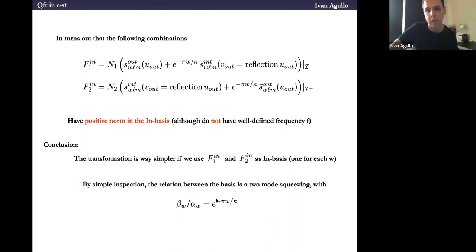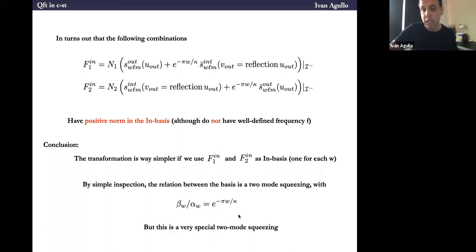It's precisely two-mode squeezing, where the beta and alpha coefficients are related by the coefficient that appears in this expression, the exponential of pi omega over kappa. So in summary, and I am about to finish, one more minute and I am done. The Hawking effect is a two-mode squeezing process, and that is manifest if you choose your basis cleverly in the in region. This two-mode squeezing is characterized by alpha and beta Bogoliubov coefficients, whose ratio is given by this factor. And this is all that I need. Now let me derive the Hawking effect from this factor.